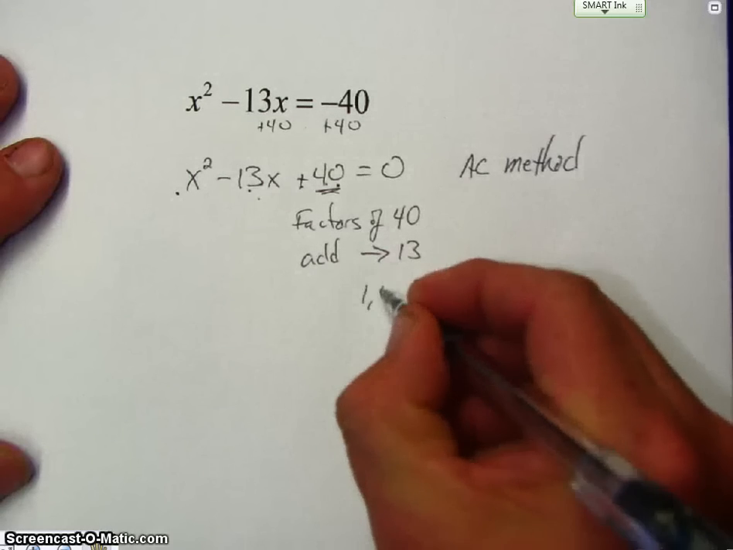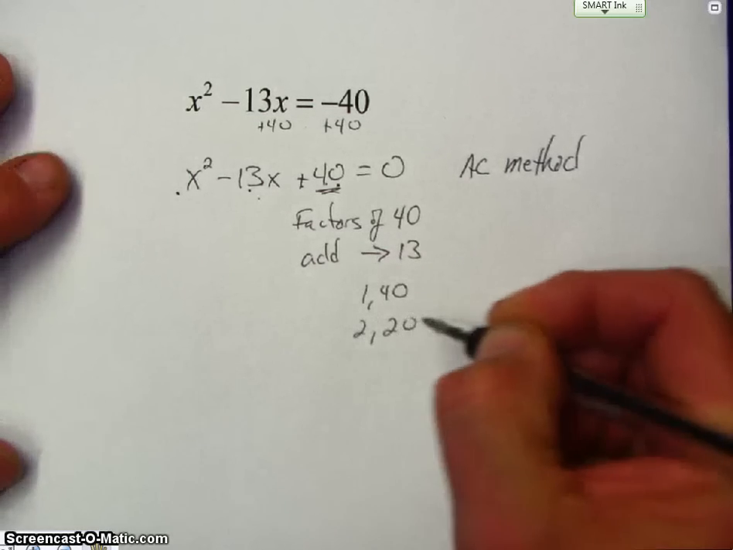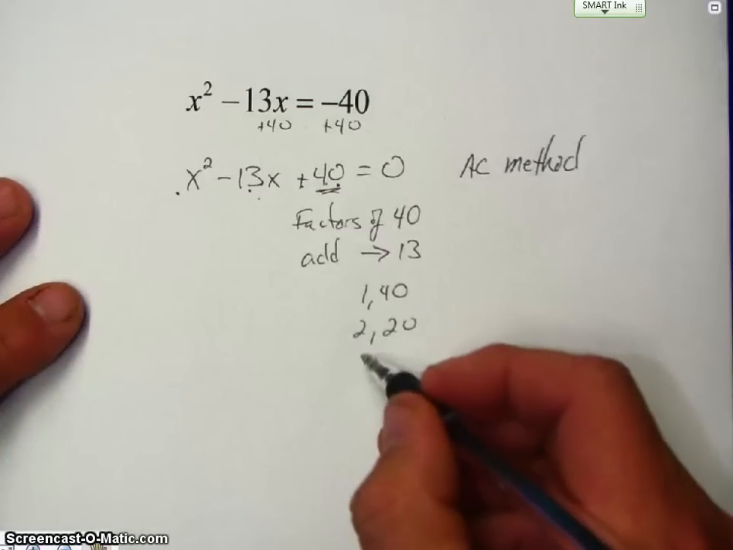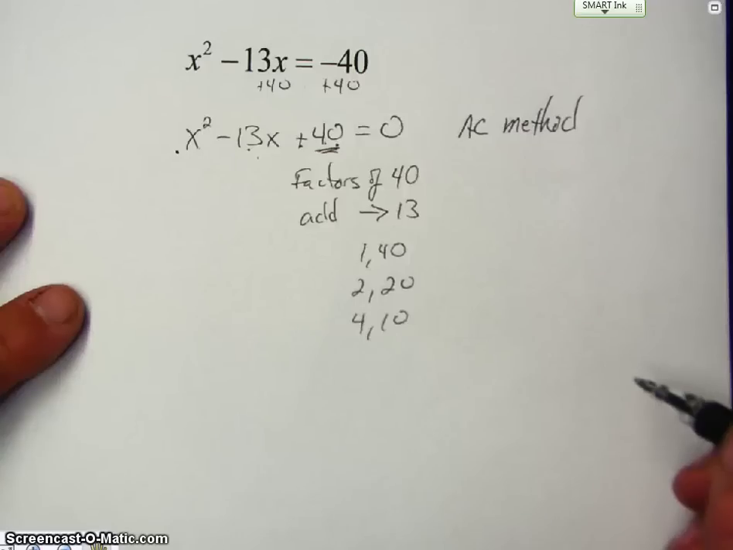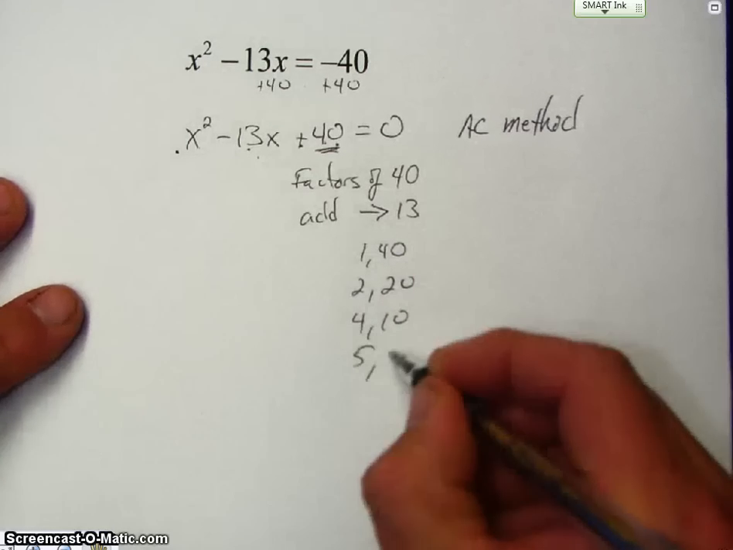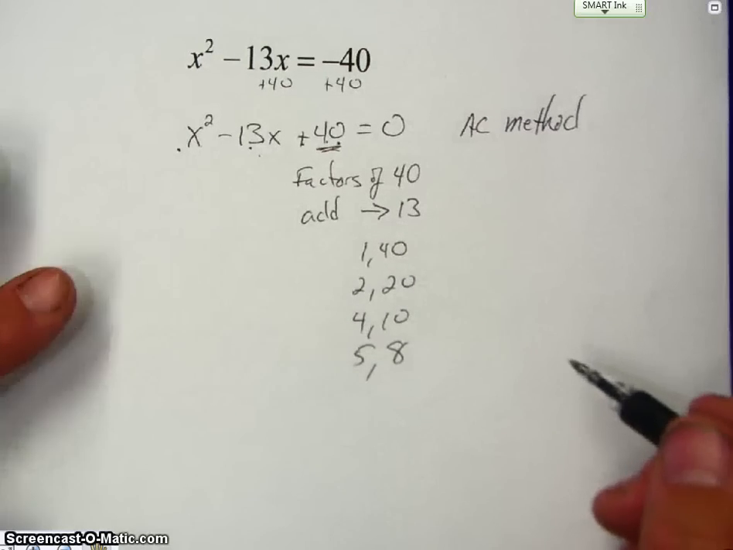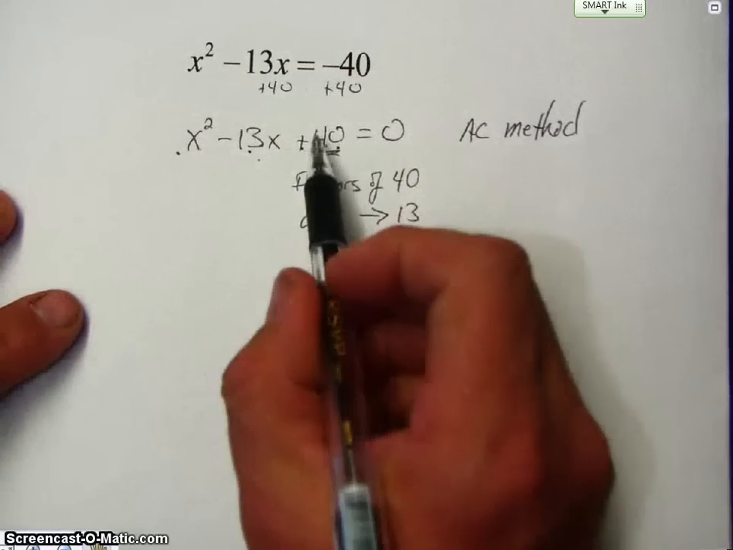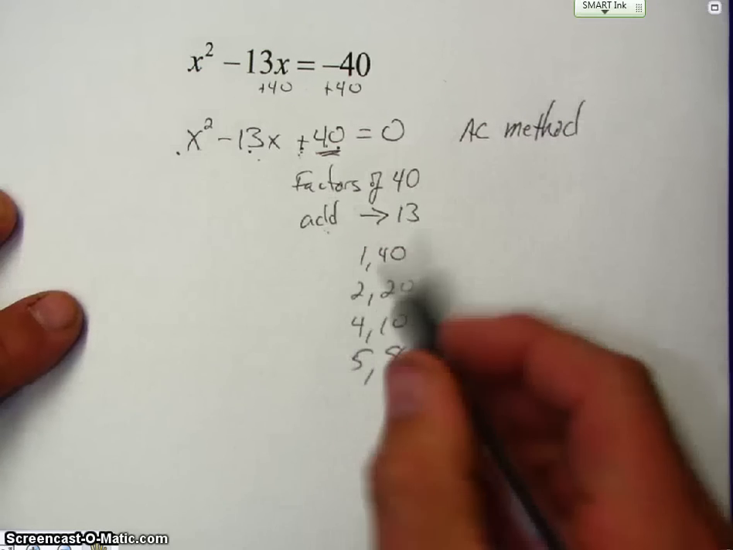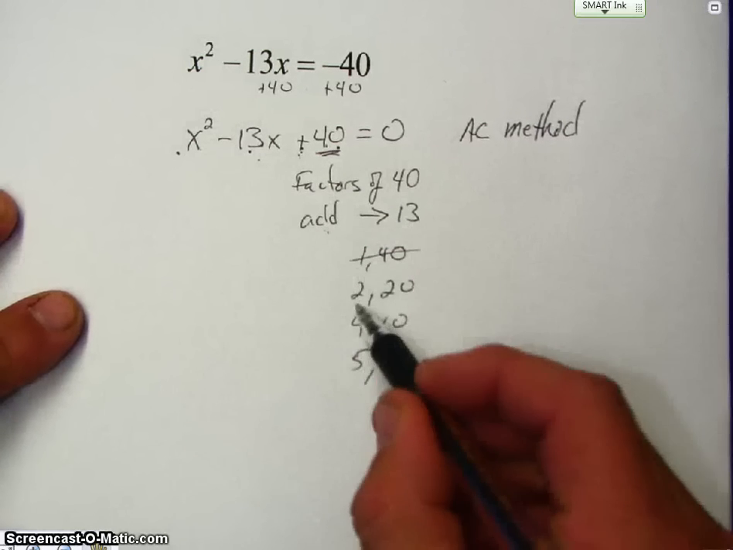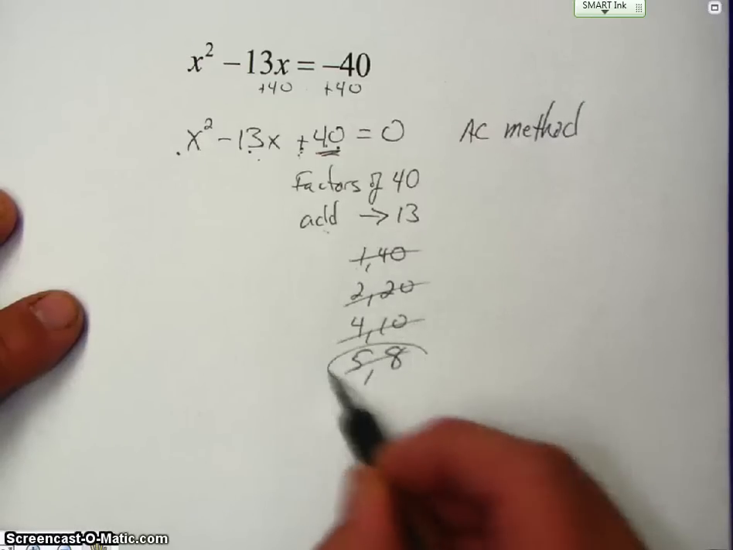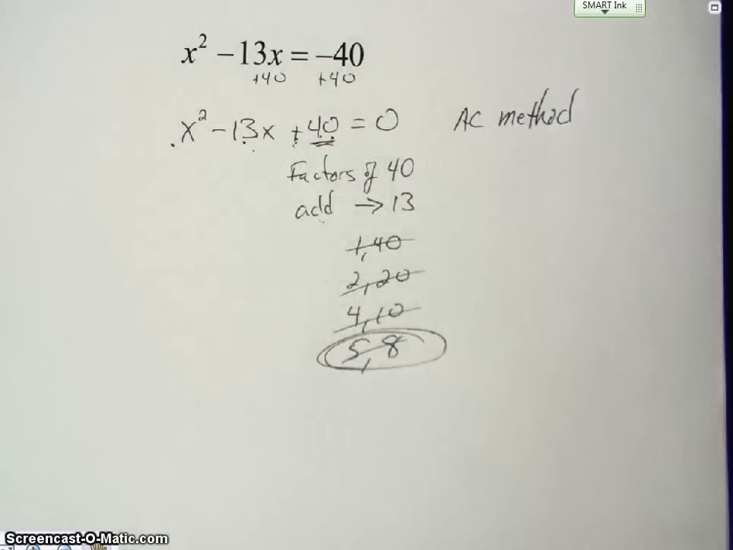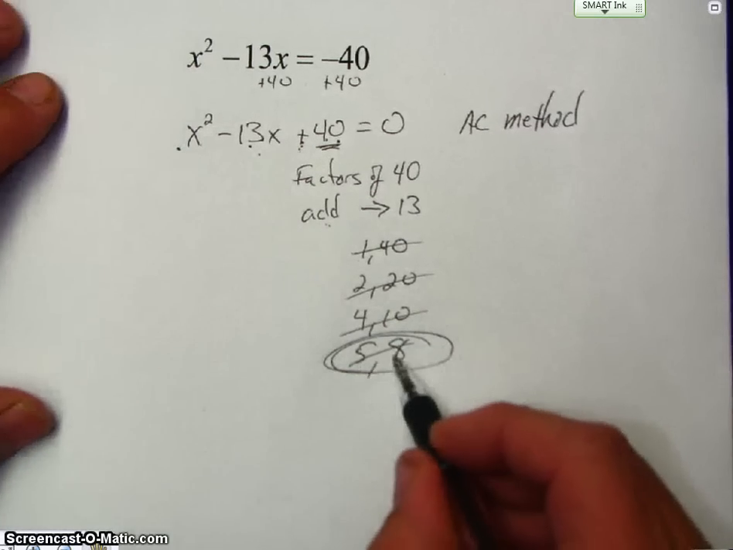We got 1 and 40, 2 and 20, 3, nope, 4 and 10, let's see here, 5, all right, 5 and what, 8, 6, no, 7, nope, that's it. Now we are adding, so that gives me 41, nope, this gives me 22, nope, 14, nope, 8 and 5 is 13, so that's the one I want. I don't know why I crossed it out. 5 and 8, so here we go.